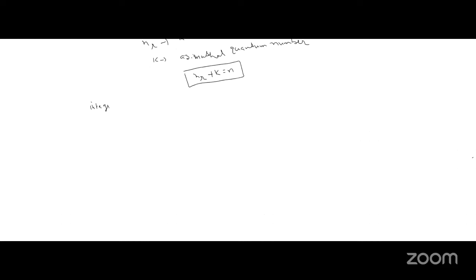Integrating equation 1 and 2, in the final equation I will get 1 minus epsilon square equal to K square by K plus NR whole square, where epsilon is the eccentricity of the ellipse.